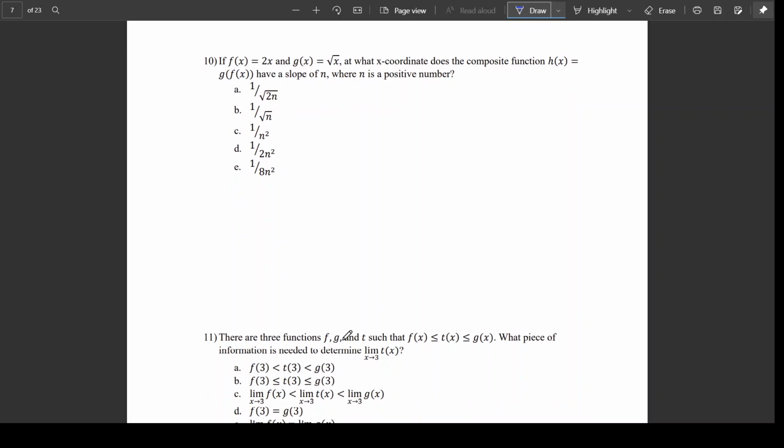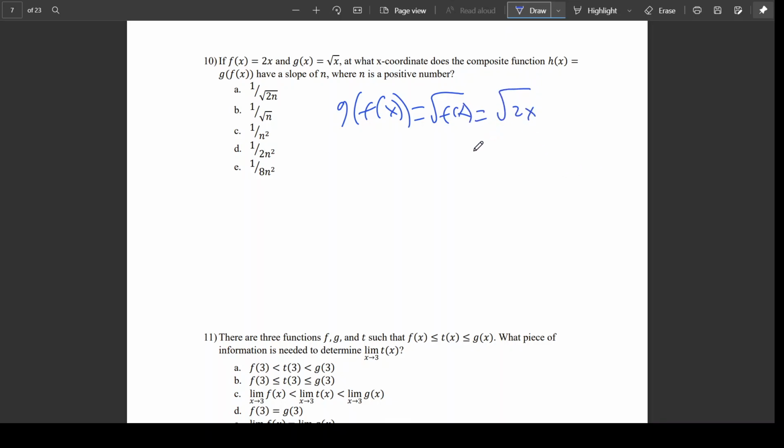10. If f of x equals 2x and g of x equals square root of x, at what x coordinate does the composite function h of x equals g of f of x have a slope of n, where n is a positive number? Okay, so what we have to do here is we first have to find g of f of x. So g of f of x, we're going to take f of x, which is 2x, and replace it whenever we see an x in here.